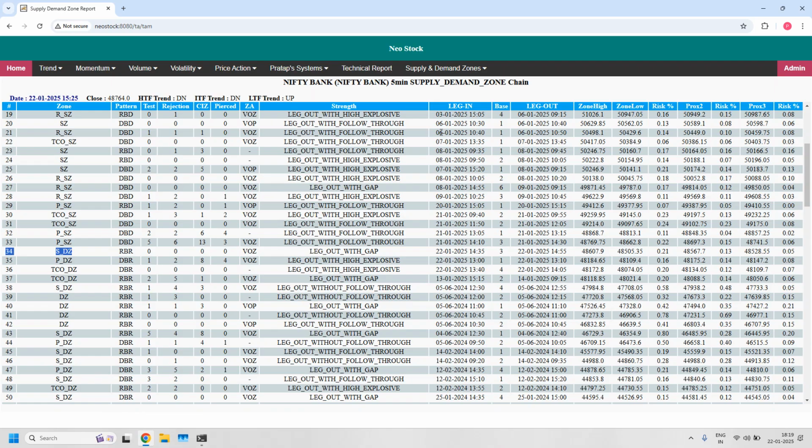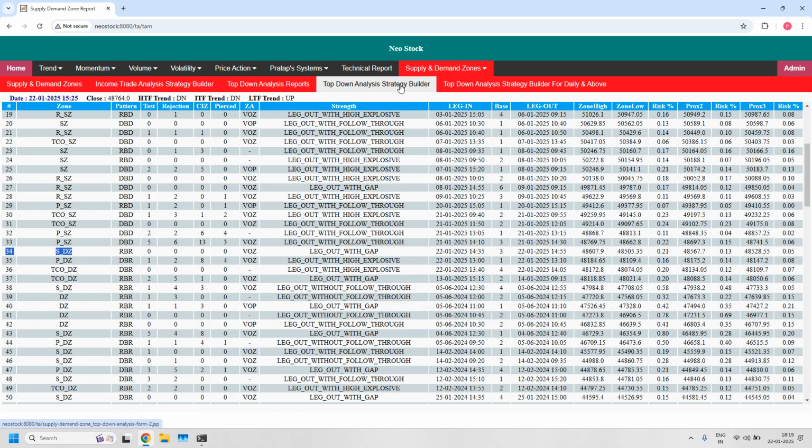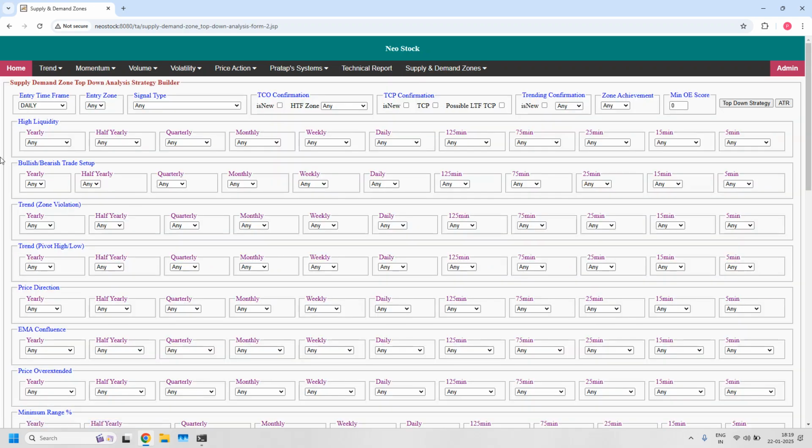Next, we will generate bullish and bearish trade setup for monthly, weekly and daily income trades. For bullish trade setup monthly income trade, entry time frame is daily, entry zone demand zone. In the bullish or bearish trade setup parameter at entry time frame daily, I am selecting bullish, telling our software to generate bullish trade setup for entry time frame daily, that is nothing but monthly income trade.